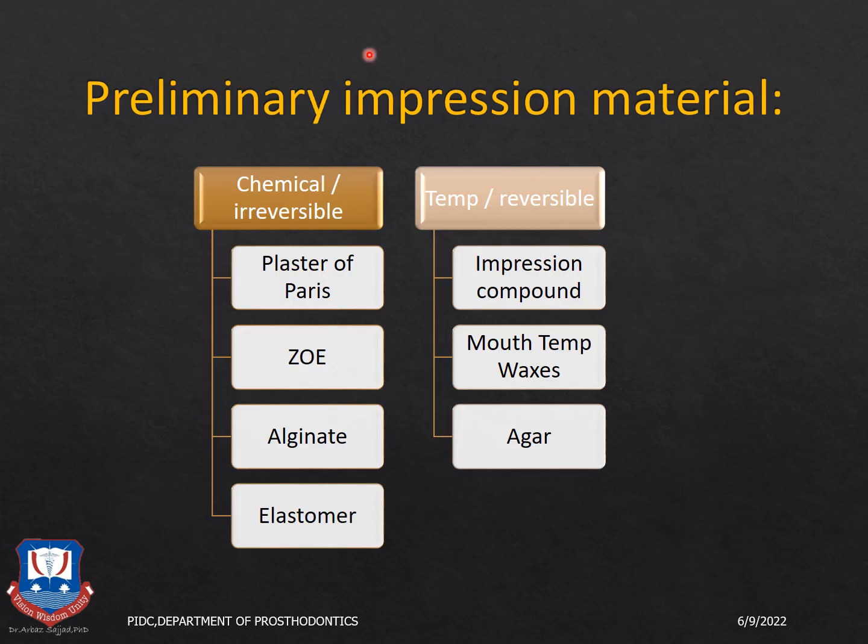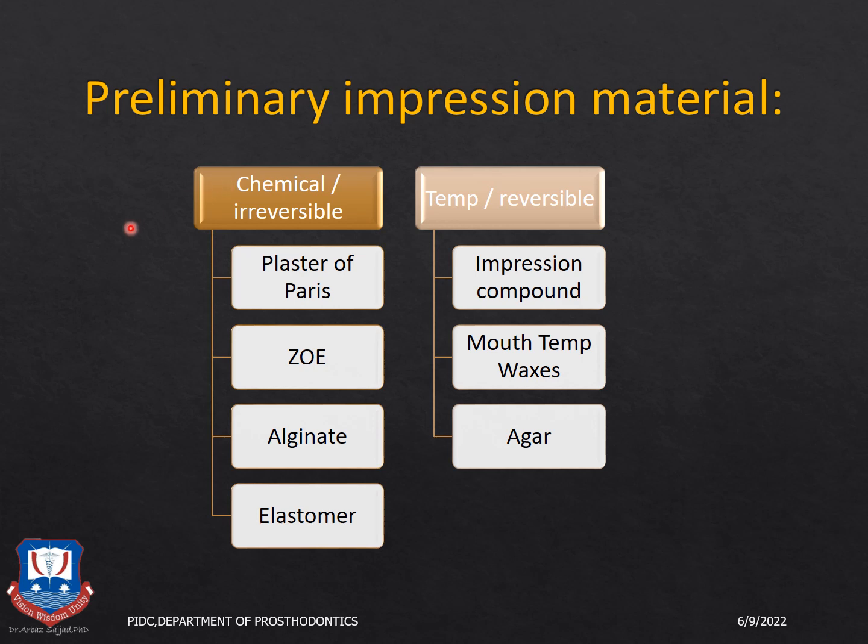So coming to the various preliminary impression materials, as you all know, most of you have done complete dentures or are doing complete dentures and removable partial dentures. Preliminary impression materials are materials which are used to take first impressions or diagnostic impressions. They are broadly categorized into two crude categories. That is, they may be reversible or irreversible based upon their chemical reaction.